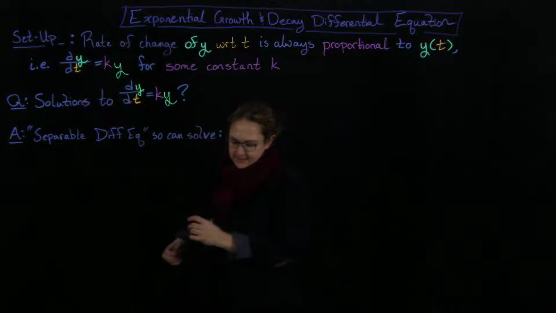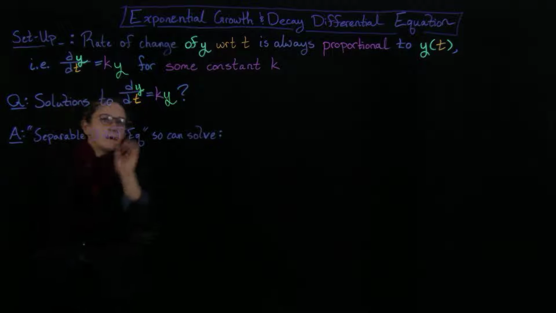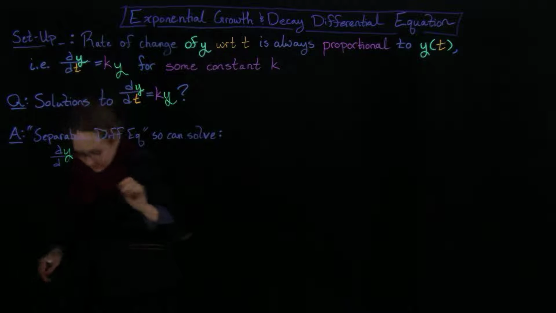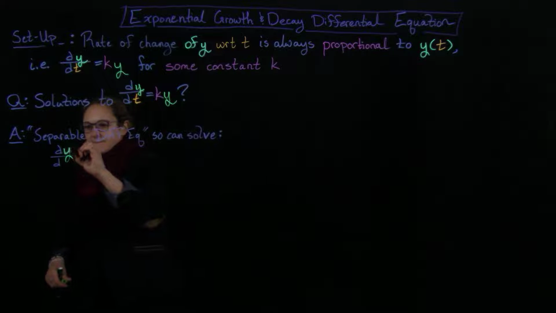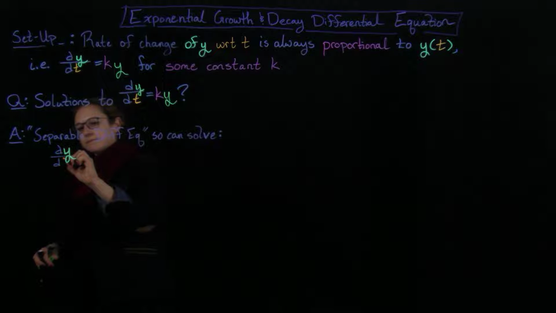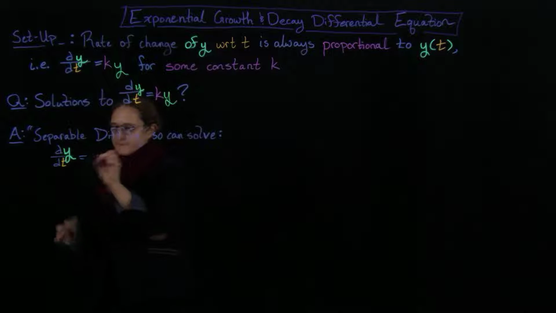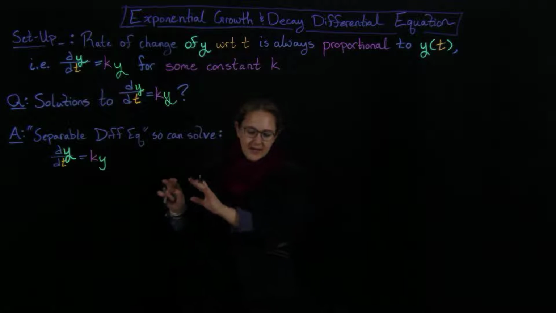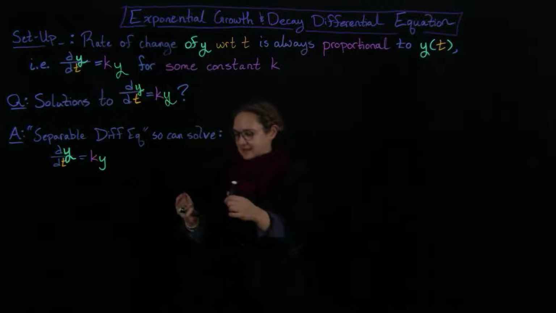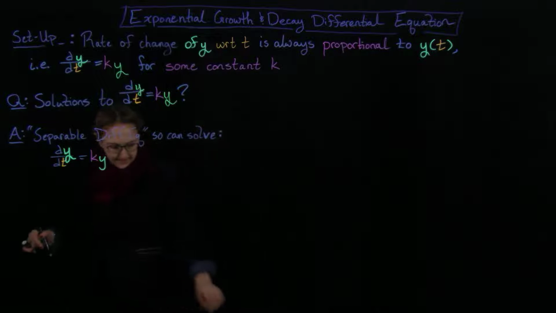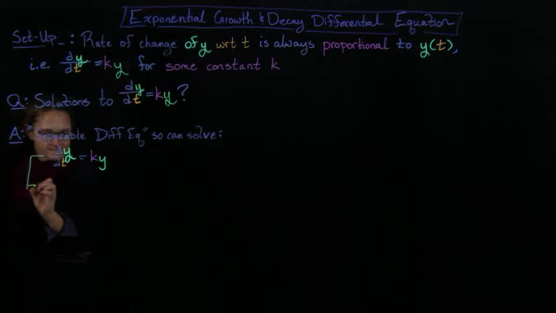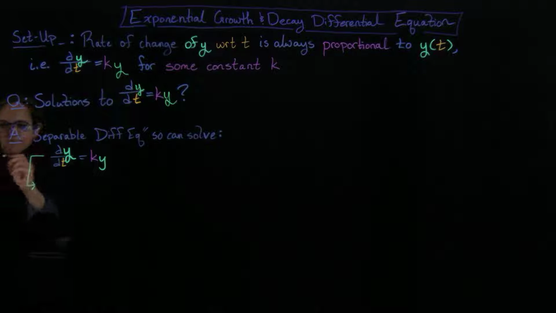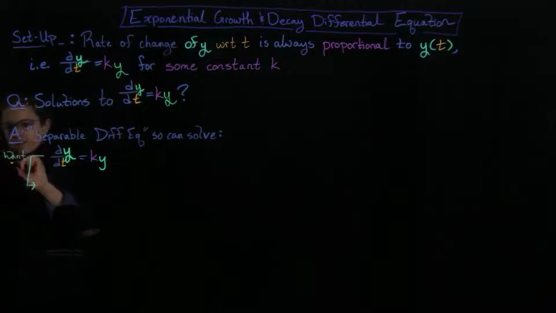So we're going to start with dy/dt equals ky. Now, what we want to do with a separable differential equation is get everything with y in it on one side and everything with t in it on the other side.